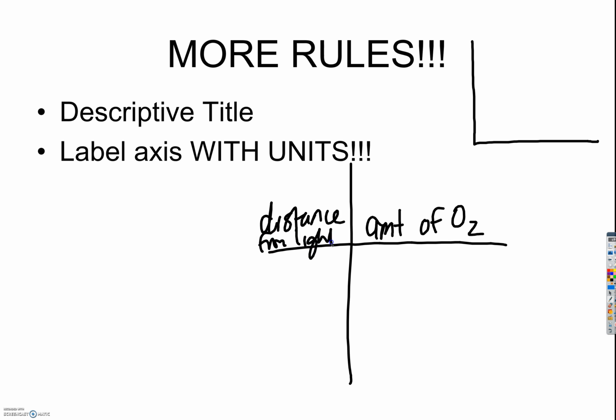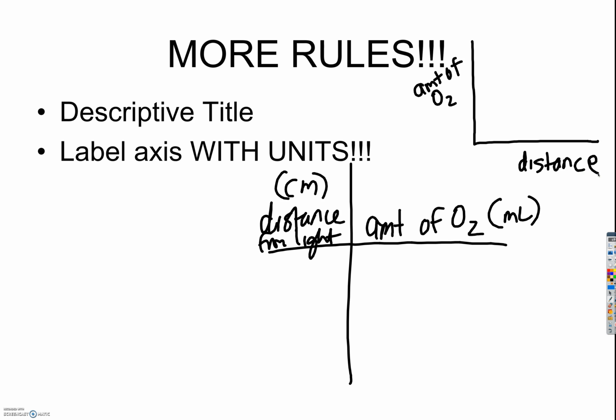A lot of times what they'll have here in parentheses, they'll have milliliters, and let's say, centimeters here. When you do your graph, some people forget to label the axis altogether, but some people remember to label it, and they write here amount of oxygen and distance. But if you do not include the units, which is milliliters and centimeters here, they won't give you credit. They will count it as if you forgot your units altogether. So it's really important that you include the units when you label, or you won't get that point.